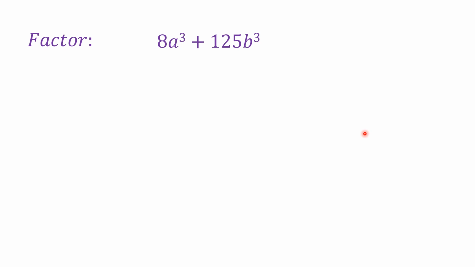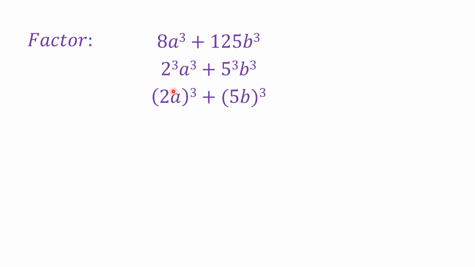How about this? We have 8a cubed plus 125b cubed. Let's factor this using the sum of two cubes because these two terms are cubes. 8 can be written as 2 cubed and 125 can be written as 5 cubed. And we can also take out the cube exponent as 1, so we use a parenthesis for the 5b and then put a cube. So it's the cube of 2a and the cube of 5b. Then let's factor this using the sum of two cubes. So we're going to have 2a plus 5b.